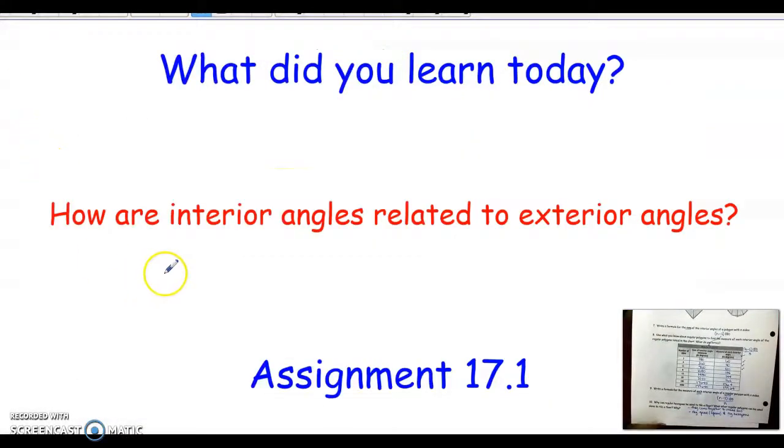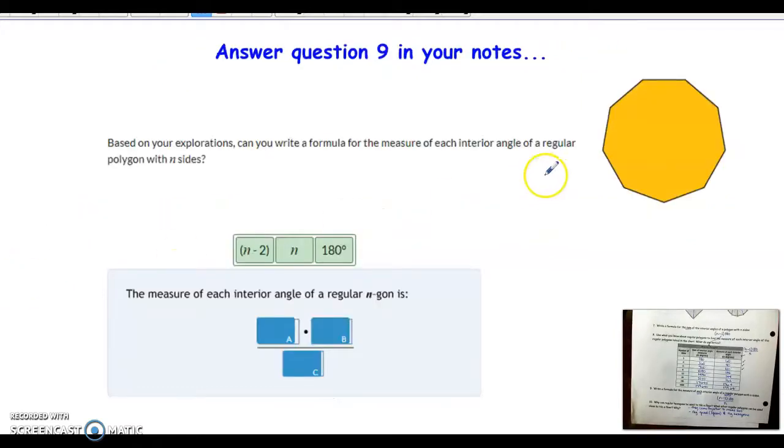All right, so how are interior angles related to exterior angles? Let's go here and let me draw an exterior angle by extending that side. So we're talking about how this angle relates to this angle, and we've talked about that before. They are a linear pair. They make a line together. So that means that they are supplementary to each other.